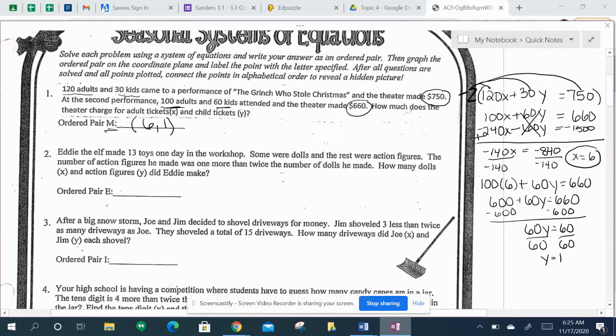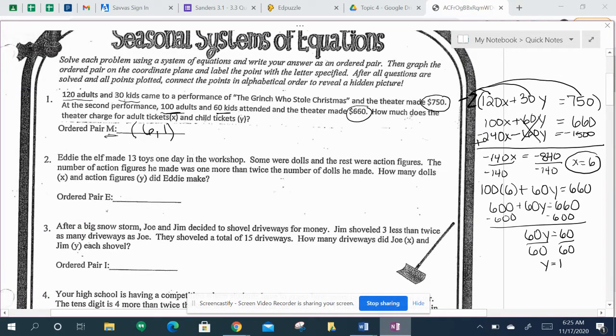All right, question number 2. Question number 2 says, Eddie the elf made 13 toys one day in the workshop. Some were dolls, the rest were action figures. The number of action figures he made was one more than twice the number of dolls he made. How many dolls X and action figures Y did Eddie make?